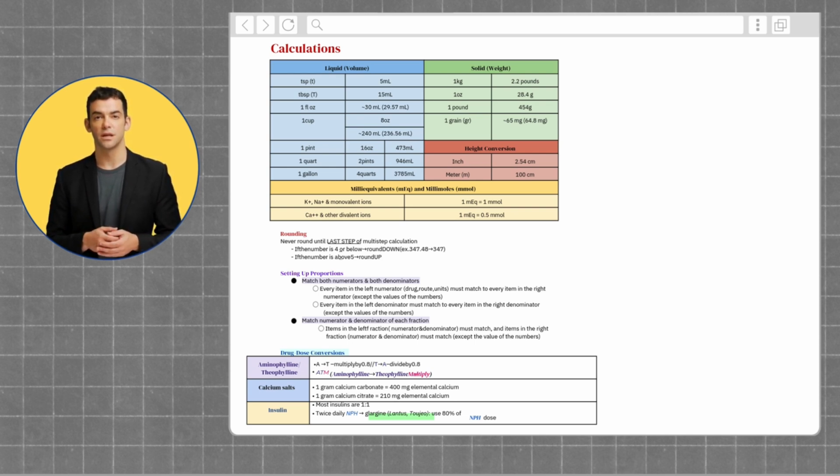1 pint is equal to 16 ounces, or 473 milliliters. 1 quart is equal to 2 pints, or 946 milliliters. 1 gallon is equal to 4 quarts, or 3,785 milliliters.